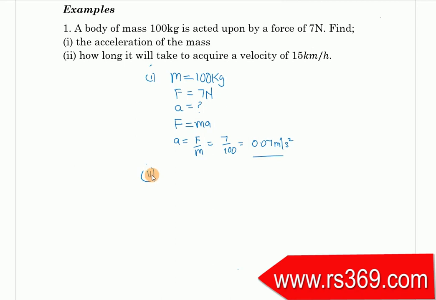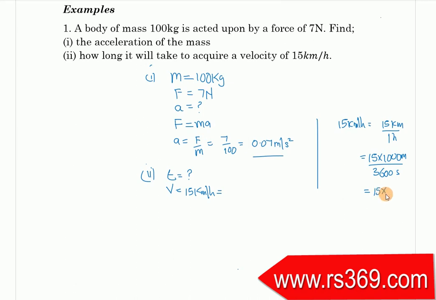For the second one, how long will it take to acquire the velocity? How long is a requirement of time. So we are looking for time, and the final velocity acquired is 15 kilometers per hour. Remember, 15 kilometers per hour is the same as 15 kilometers over 1 hour. So you can have 15 times 1,000 meters over 3600 seconds. That is when I want to get it in meters per second. So I have 15 times 10 over 36.